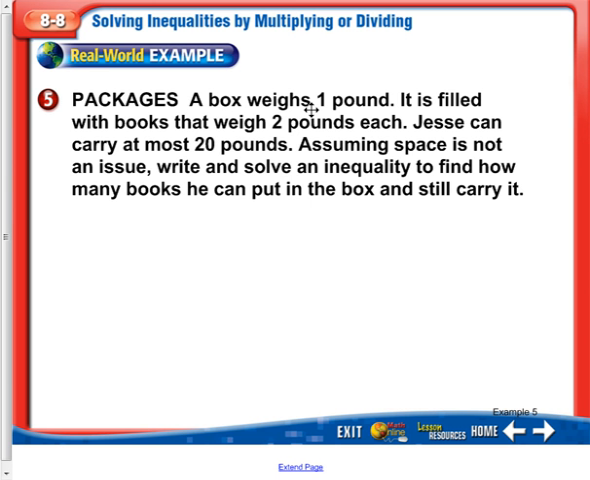A box weighs 1 pound. It is filled with books that weigh 2 pounds each. So the box weighs 1 pound plus the books are 2 pounds each, so 2 times the books. Jesse can carry at most 20 pounds. So at the very most, he can carry 20 pounds. So he can't carry any more than 20 pounds, so it needs to be less than or equal to. So assuming space is not an issue, write and solve an inequality to find how many books he can put in the box and still carry it.